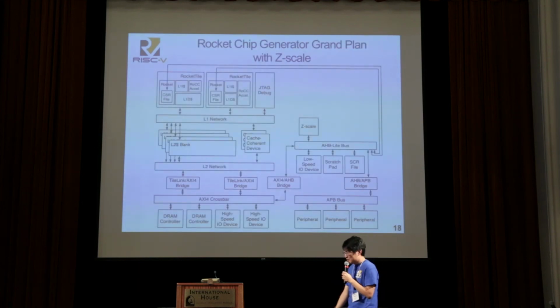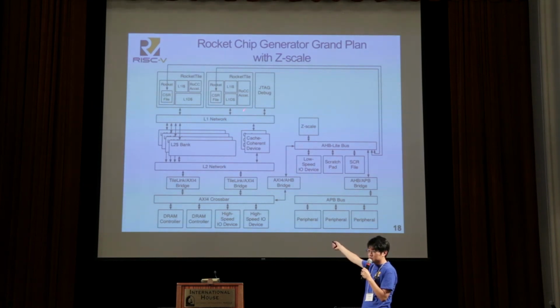All right, great. So this is the RocketShip Generator grand plan, and how it fits in with the Zscale processor right here. There was originally this HTIF, which was our host DMA engine, which we used for tethered systems and things like that. But we're going to try to standardize everything, so we're going to move to a JTAG debug interface over here. Here are our Rocket Tiles and L2 banks, and you can plug in your cache coherent devices either to the L1 network or to the L2 network. On the L2 network, there are going to be these TileLink to AXI4 bridges and an AXI4 crossbar where you can connect all your DRAM controllers and high-speed IOs over here.